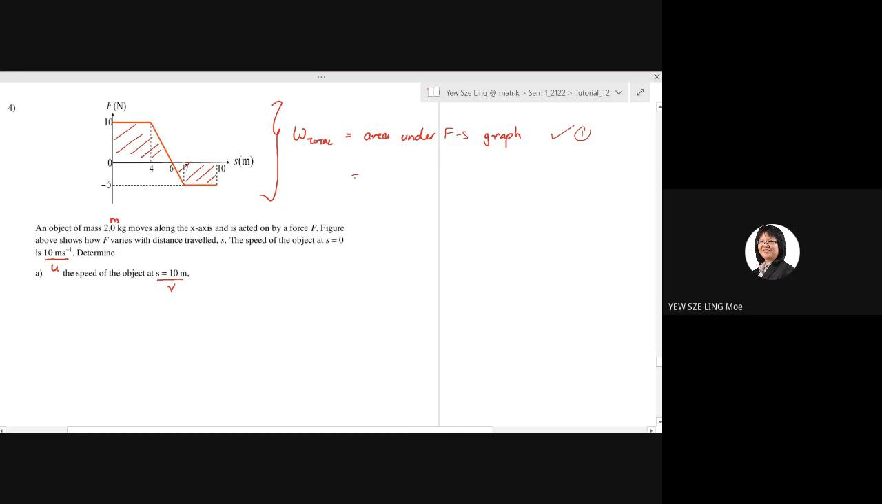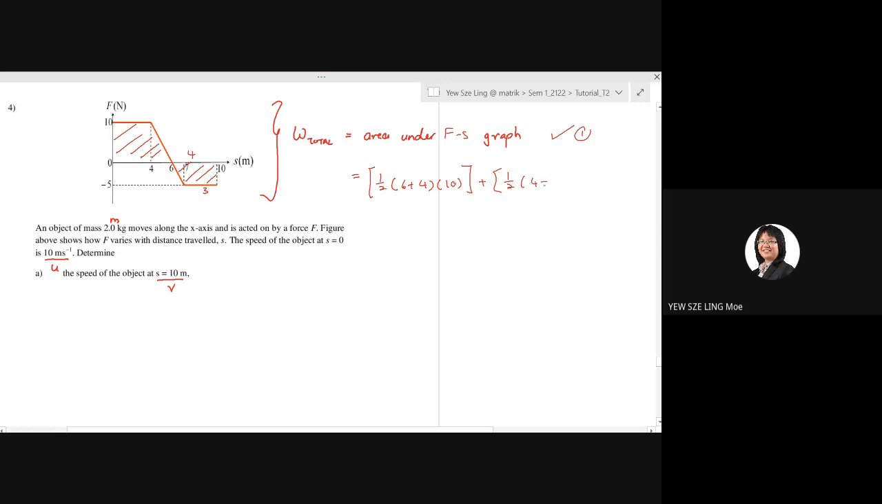So it is equal to, now let's calculate the work done for the first area, the positive area. 1 over 2, the base is 6, 6 plus the upper side 4, times the height of the trapezium, which is 10, and then plus 1 over 2, now the base, this one from 6 until 10, this is 4, this is 3.